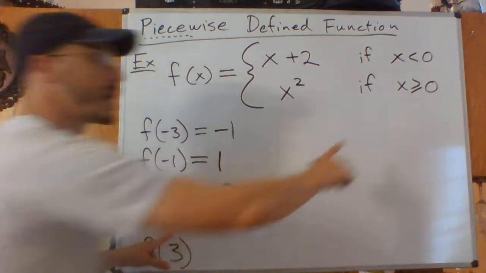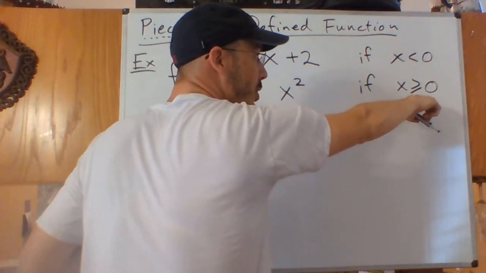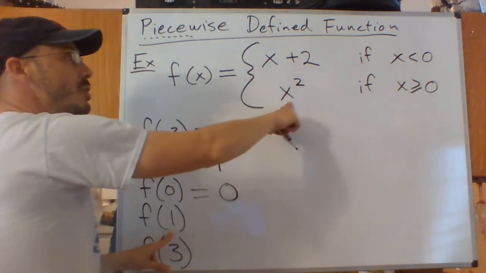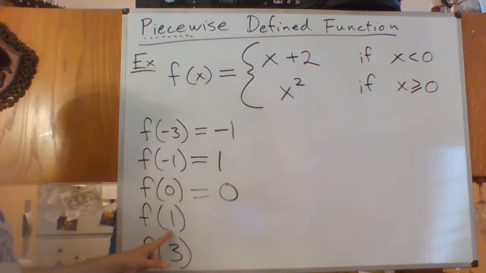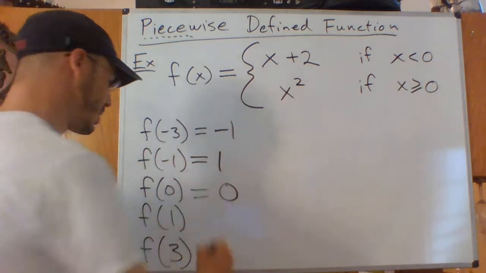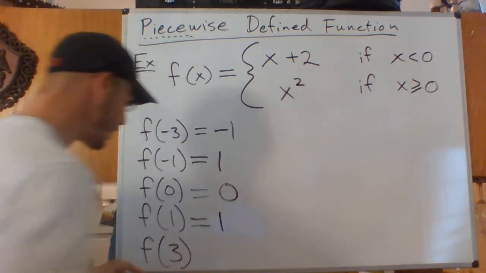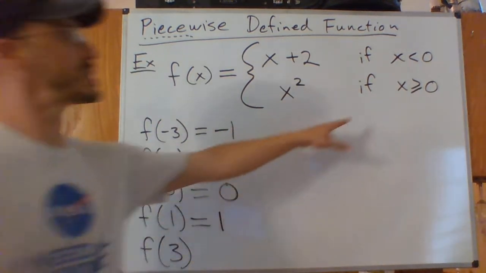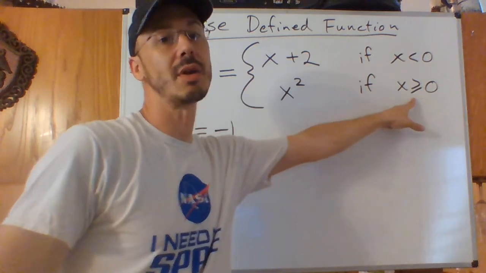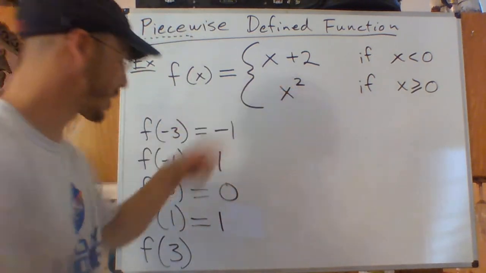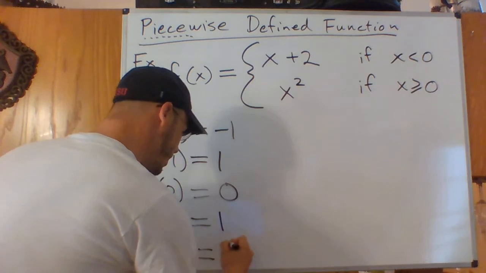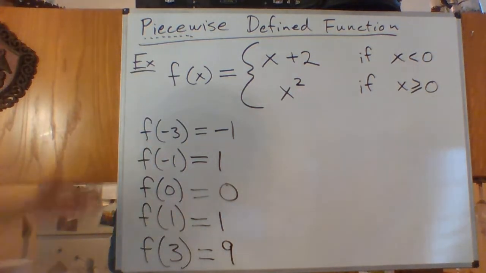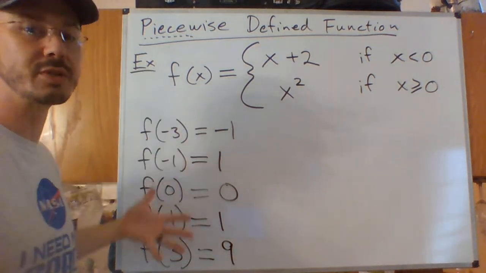F of 1, again, 1 is greater than 0, or 1 is greater than or equal to 0. So this formula, 1 squared is 1. And finally, once again, 3 is greater than or equal to 0. So I'll use this formula, 3 squared is 9. And I have some function values. This is what you'll be doing to practice.